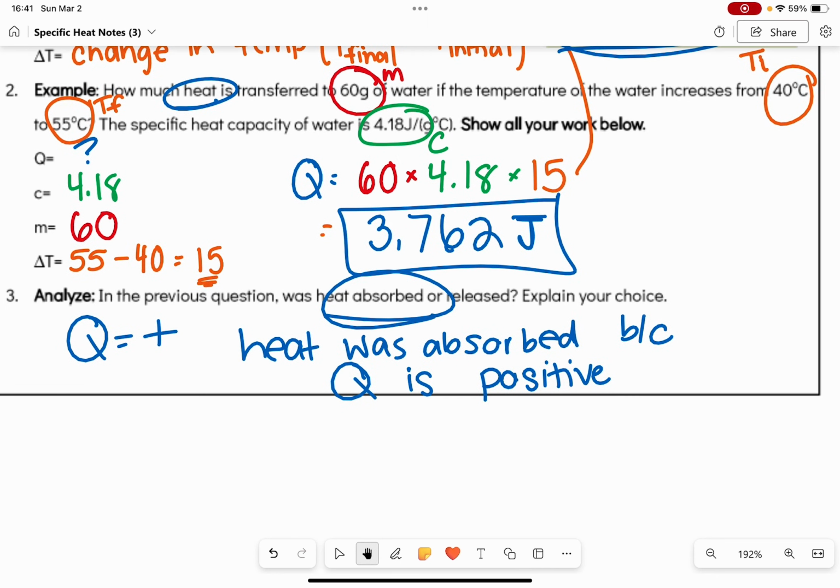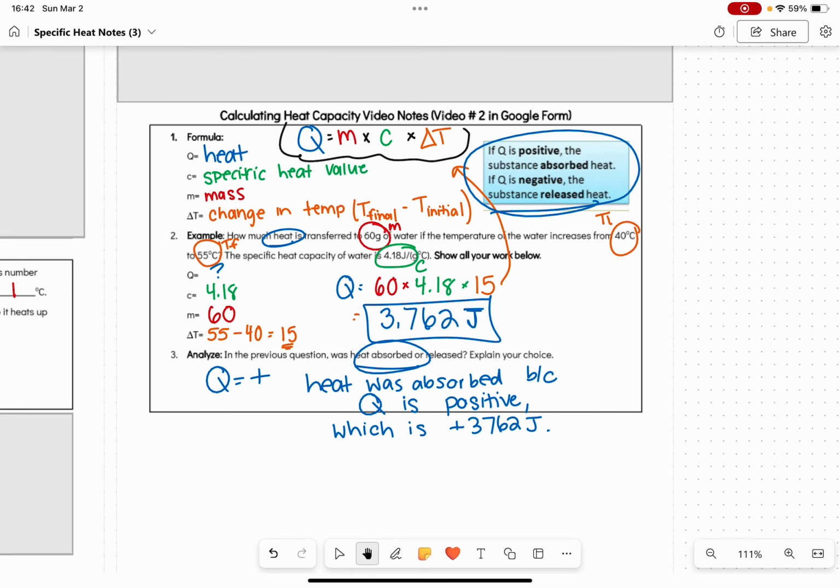And if we wanted to include evidence, or if it said include evidence in your answer, we would say which is positive 3,762 joules. Okay, so when it asks for evidence, it usually means you need to include your answer in your explanation.